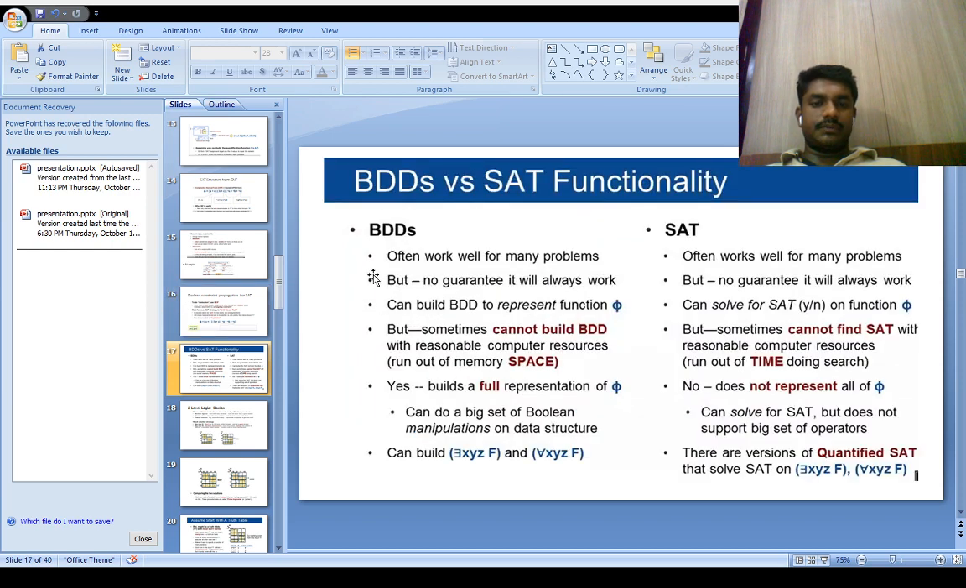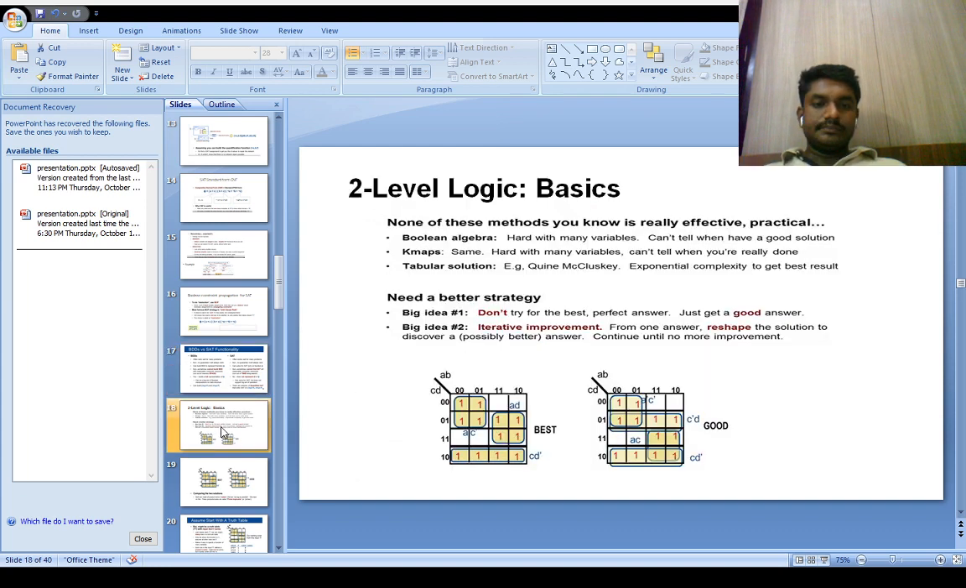We have given some BDDs and SAT differences, everything is given. Coming to two-level logic gates, as we already know the K-map from digital logic design, the same process will be used here. The basic idea is to get a good answer, and then try for the best answer. First try for a good answer.